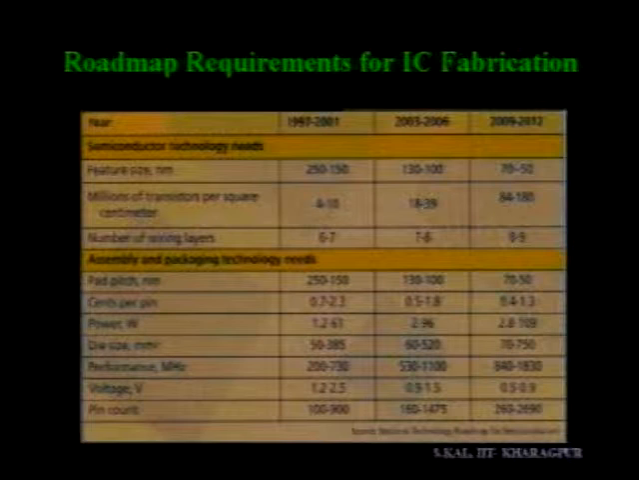For 97 to 2001, the feature size is 250 to 150 nanometer. That means 0.25 micron to 0.15 micron. And the transistor count per square centimeter is of the order of 4 to 10 million transistors. Okay, that is the present scenario. And the number of wiring layers is 6 to 7.